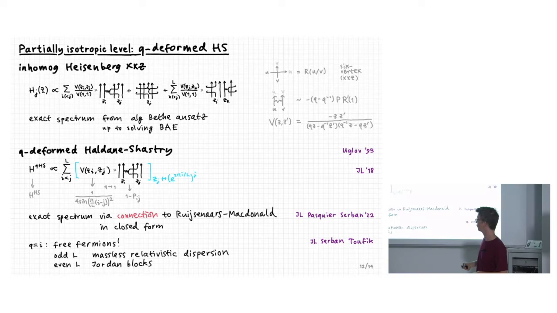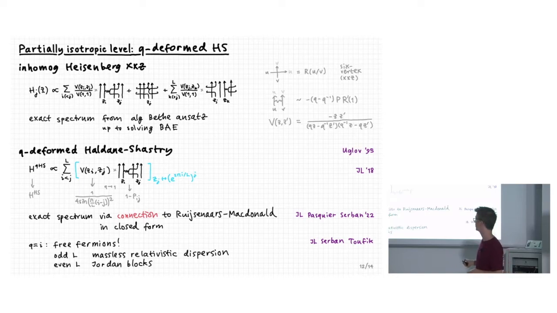Moreover, if we take odd length and we make sure that the Hamiltonian is regularized in this limit Q going to i, then we have, it's quite interesting, a massless relativistic dispersion relation. So it just has two branches away from the origin, just like a standard relativistic dispersion for a massless particle. And for even length instead, all the eigenvalues become 0, but we get Jordan blocks, and we get rather big Jordan blocks. So this is quite interesting.